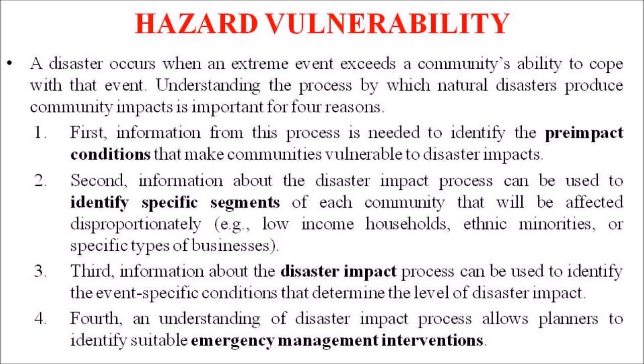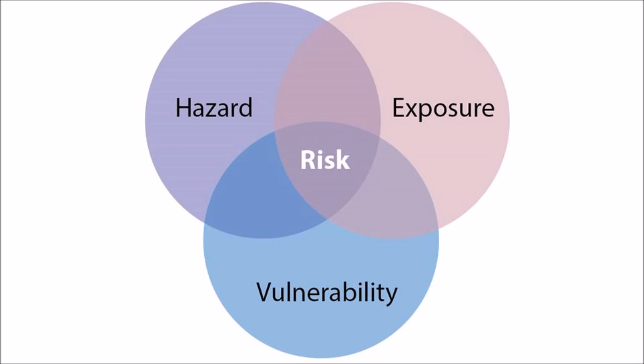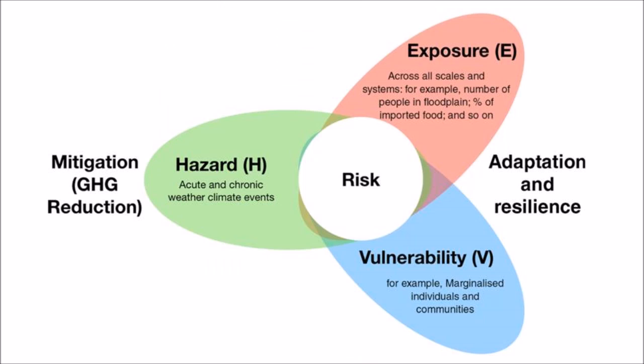There are also three event-specific conditions: hazard event characteristics, improvised disaster response, and improvised disaster recovery. Two of the event-specific conditions, hazard event characteristics and improvised disaster response, combine with the pre-impact conditions to produce a disaster's physical impact. The physical impact in turn combines with the improvised disaster recovery to produce the disaster's social impact.